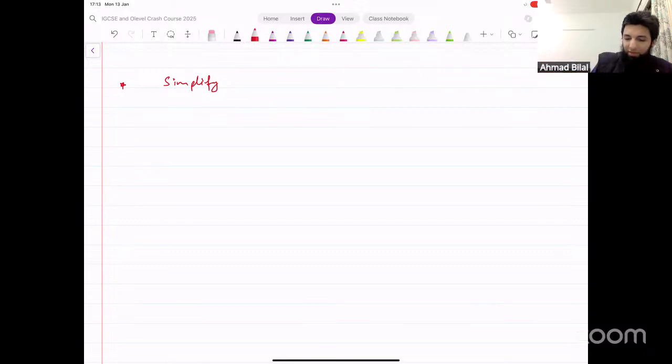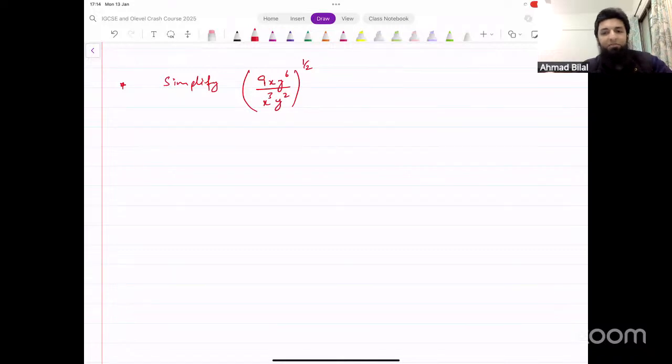Okay, so let's say we've got something like this: 9x y raised to the power 6 whole raised to the power 1 over 2, such that in the denominator, we've got x cubed y squared. We need to simplify this. Okay. Now, what does that mean? How to simplify this? We want just one x and just one y, and the powers should be simplified, right? Right now, we've got this whole power 1 over 2, and there's some powers inside as well. We've got multiple y's, we've got multiple x's. We want to simplify all of this.